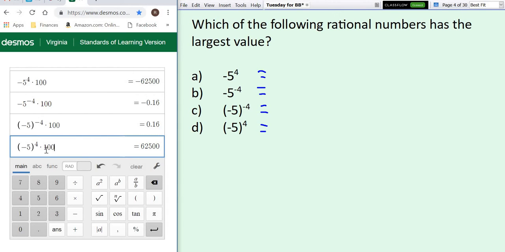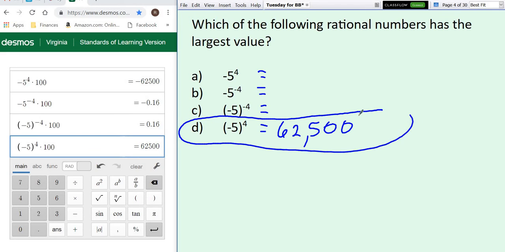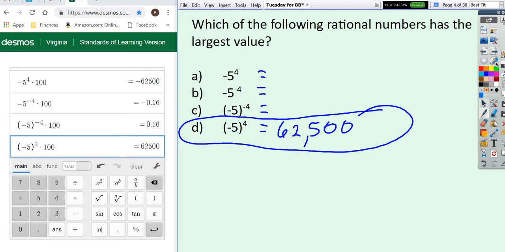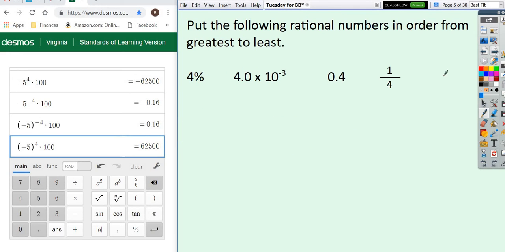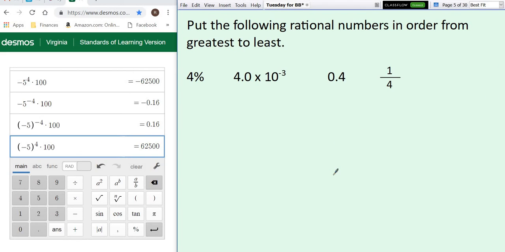All right, which one of those has the largest value? Of course, it is 62,500. So that is the largest value. Okay? So we've got one more. Put the following rational numbers in order from greatest to least.